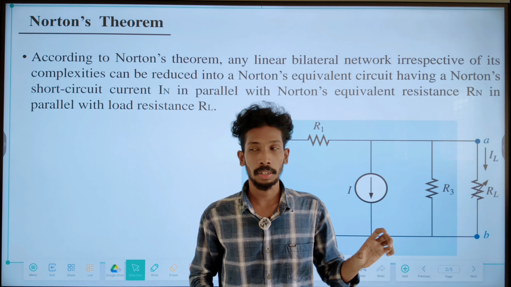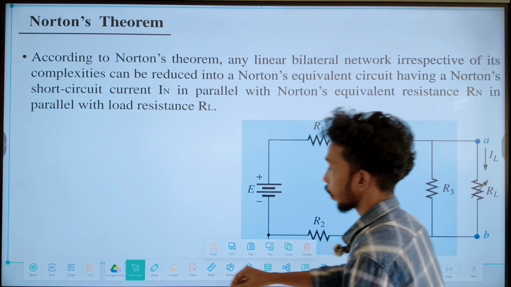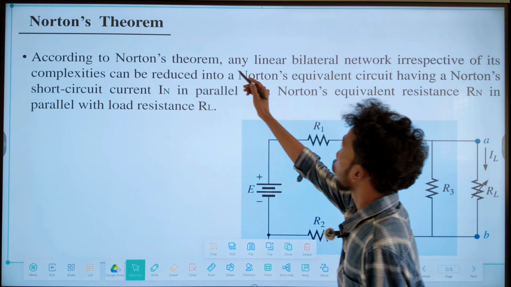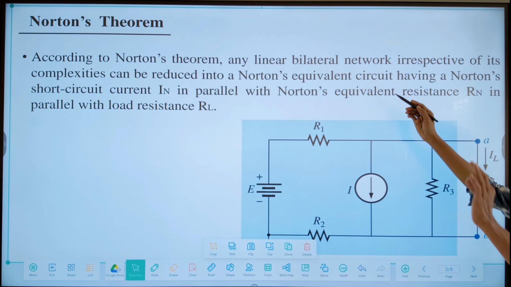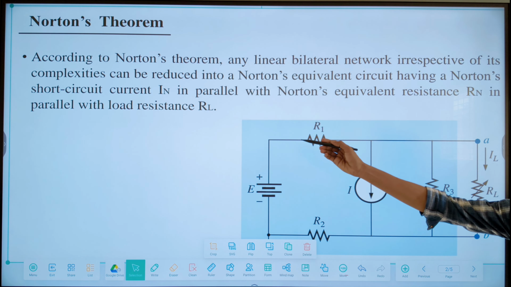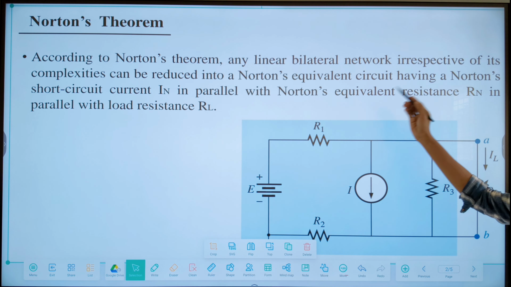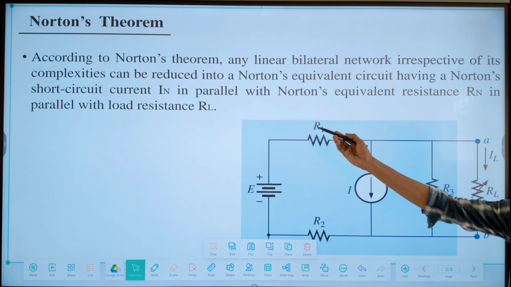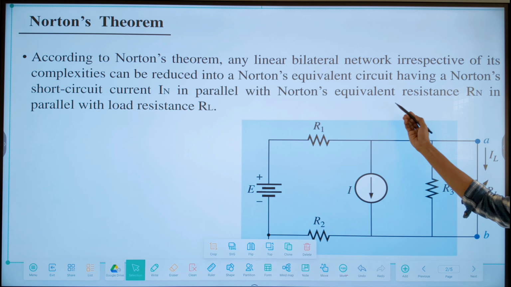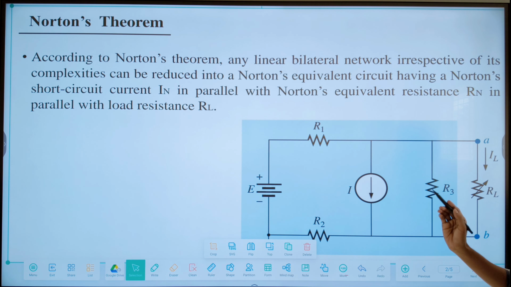that is the load current in that resistor. So if we go for the Norton's theorem statement, according to Norton's theorem, any linear bilateral network, irrespective of its complexities, can be reduced into a Norton equivalent circuit having a Norton short circuit current IN in parallel with Norton's equivalent resistance RN in parallel with load resistance RL.